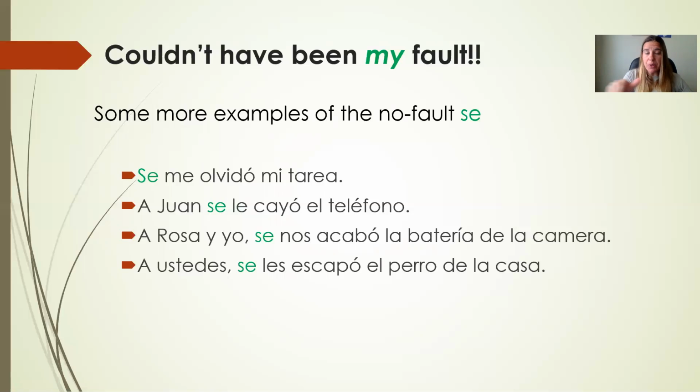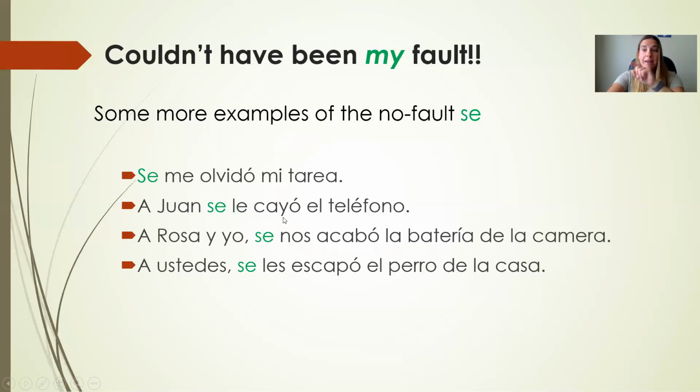So in this example, the verb caer, to fall or to drop, is conjugated for "teléfono." Same with the previous example. "Olvidar" is not conjugated in the yo form because I didn't forget my homework.